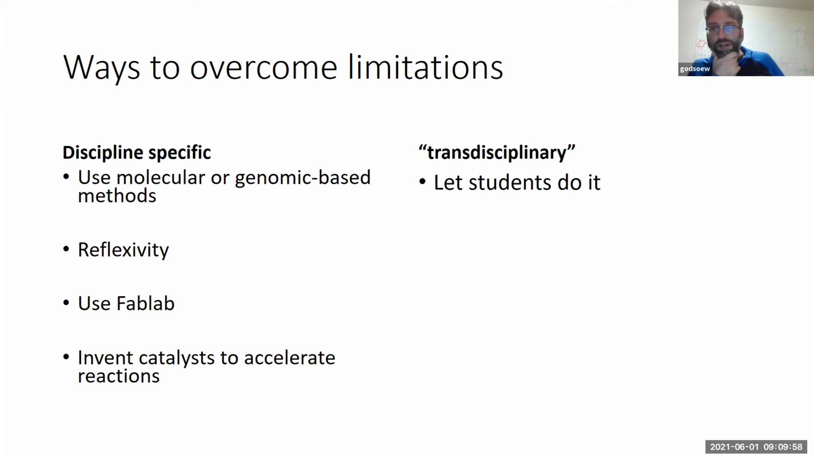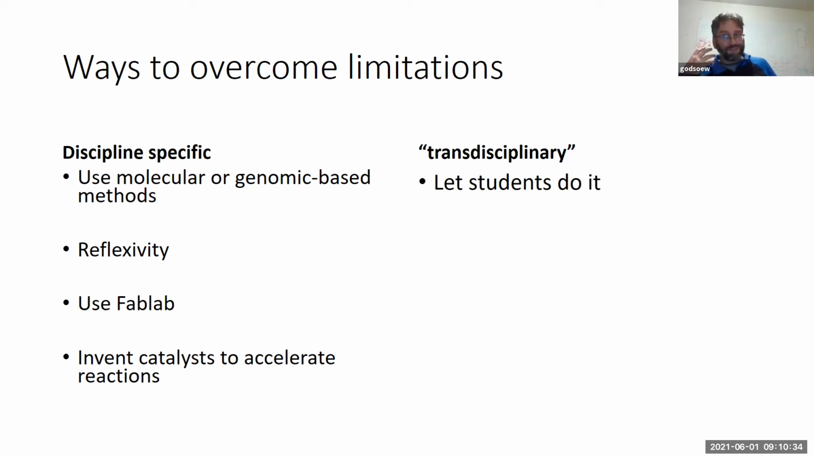In terms of ways to overcome those limitations, we got a number of answers from people. And there are things that I would have loved a chance to pick people's brains about in person. But as it was, it was a little bit hard to tell. Many of the ways to overcome limitations that we got in the survey seemed to be pretty discipline specific. So concepts like reflexivity, Fab Lab, inventing new catalysts, new molecular genomic-based methods, new quantitative tools. All those sounded amazing, but because we just had the survey, we didn't get a chance to tease those apart.